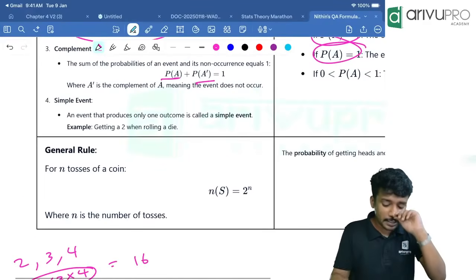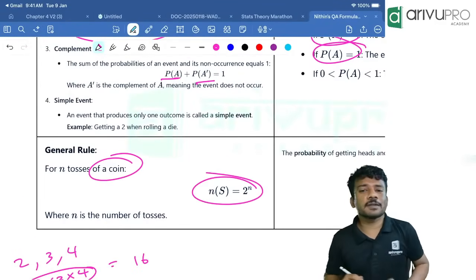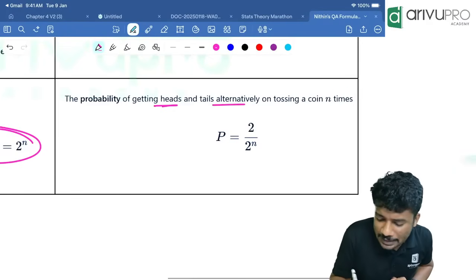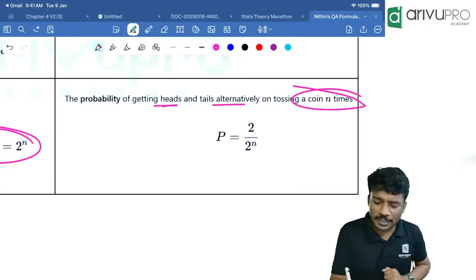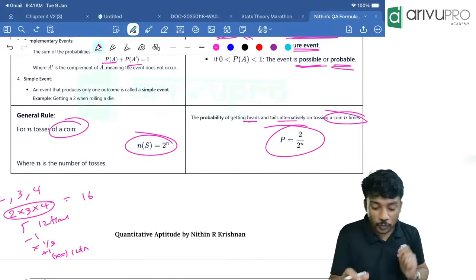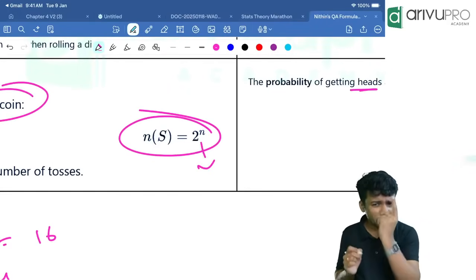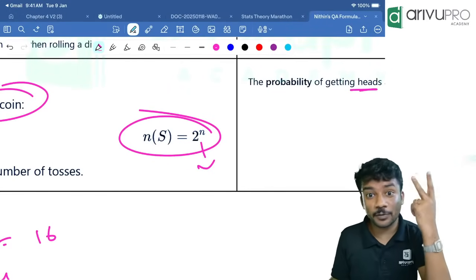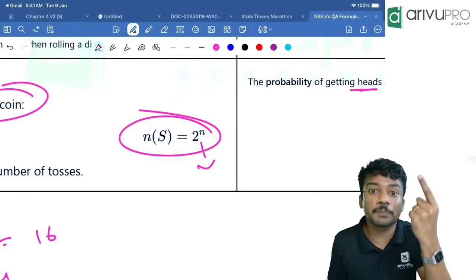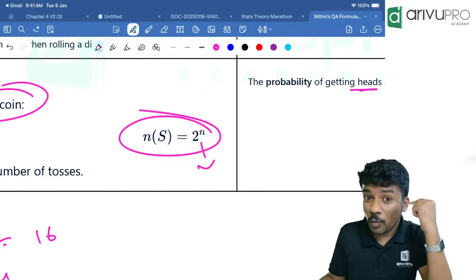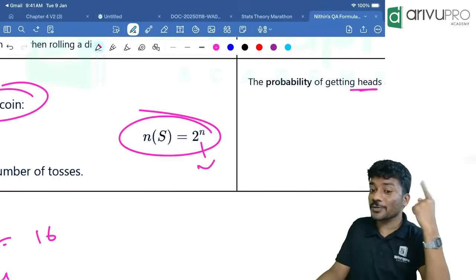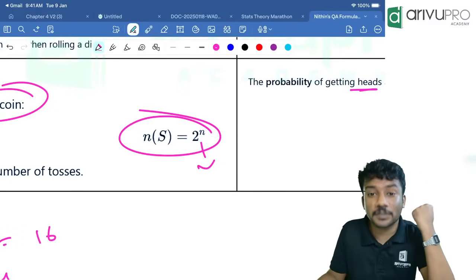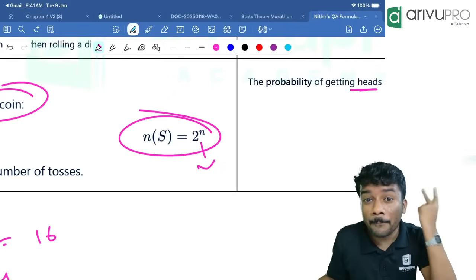Next one. The general rule for tossing a coin: the total number of sample space will be what? 2 raised to n. Then, people, the probability of getting head and tail alternatively by tossing a coin n times is nothing but 2 divided by 2 raised to n. Do you remember anywhere else we use the formula 2 raised to n? The number of ways of answering n questions in 2 ways, yes or no, is 2 raised to n. Then the number of subsets is what? 2 raised to n. Then what is the number of ways of answering at least one question? 2 raised to n minus 1. What is the number of proper subsets? What was the formula? 2 raised to n minus 1.